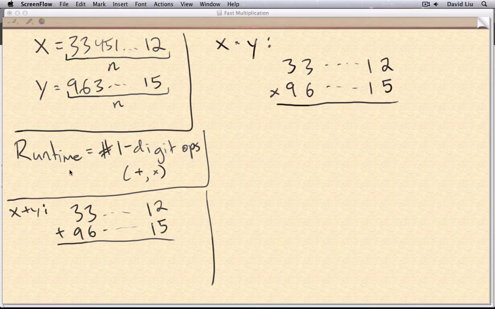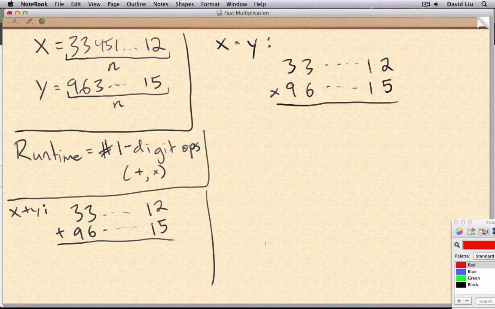And what do I mean by runtime? The runtime is going to be measured in the number of one-digit operations. This might seem a little arbitrary, especially given that up to this point in this course, we've been assuming that addition and multiplication of numbers takes constant time, no matter what the numbers actually are. But of course, in practice, if you're dealing with very large numbers, say hundreds of digits long, numbers that don't fit into a single machine word, you'd expect the size of the numbers to determine how long it takes to add them or multiply them.